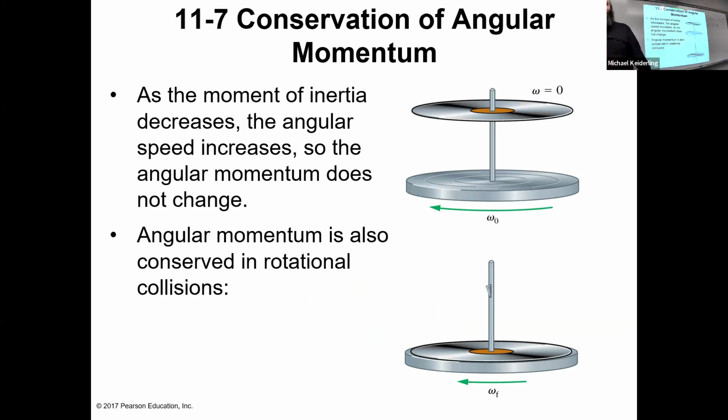You can also solve problems that are like angular collisions, rotational collisions, like dropping a record on a rotating turntable. When you drop the record on, you have something with no angular momentum adding to something with angular momentum, and it's an inelastic collision. They're going to have some combined angular momentum.